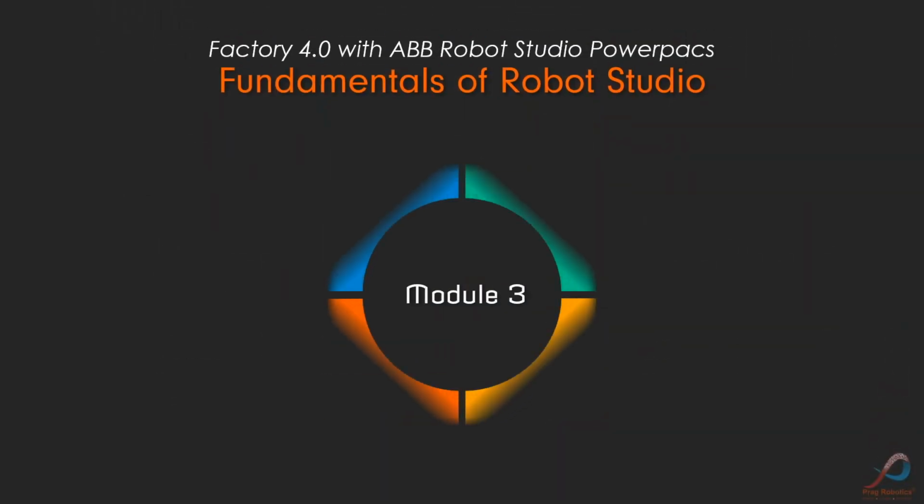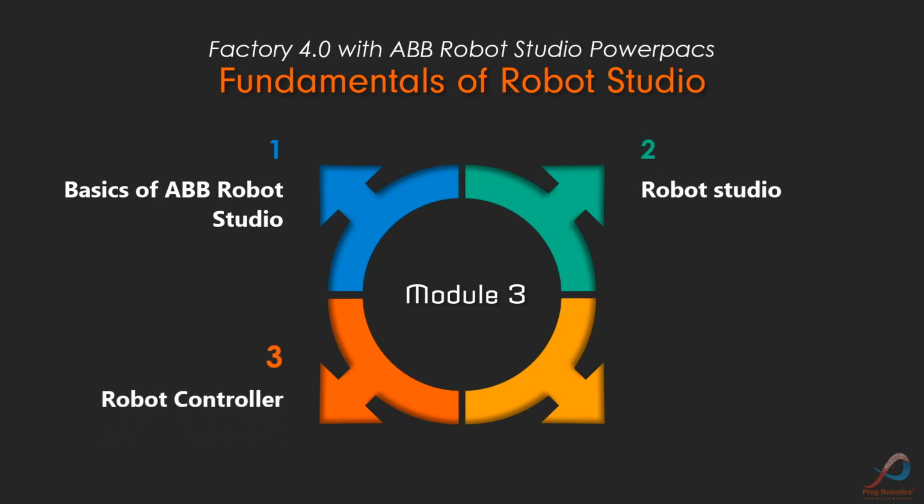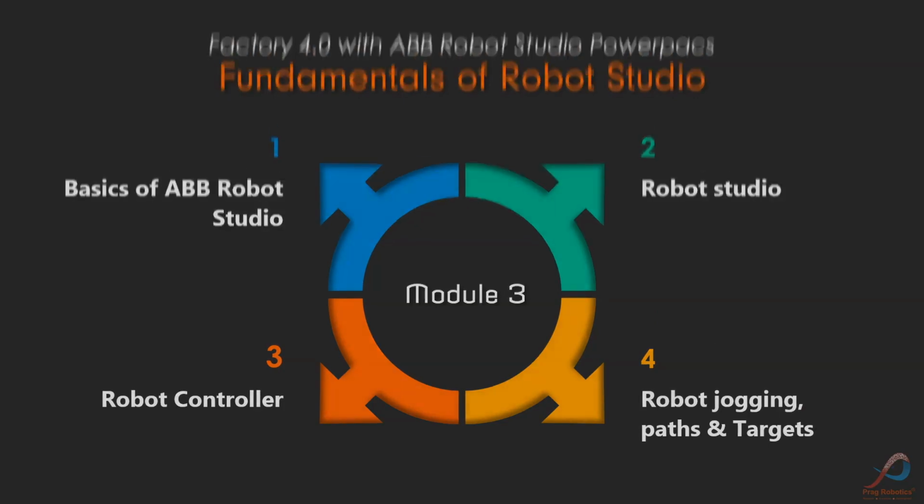The third module is about the fundamentals of Robot Studio. Firstly, we will start off with the basics of ABB Robot Studio, which involves software handling, importing robots and end effectors, and we will look into the various options in the software. Then we'll look into the robot specifications and robot controller. Finally, summing up the basics, we will try to perform robot jogging. We will look into targets and paths. Targets and paths are important in robot planning.